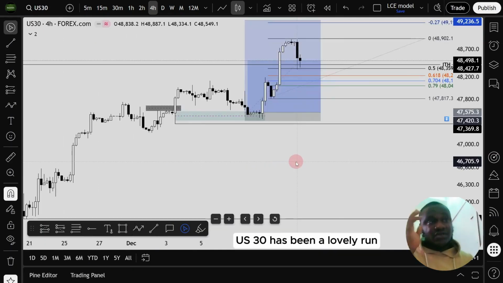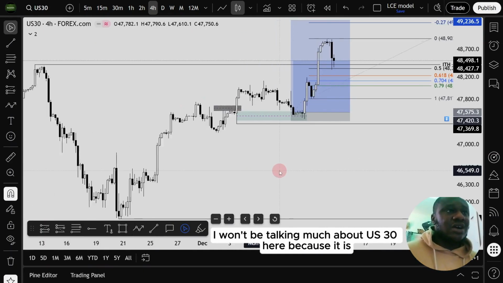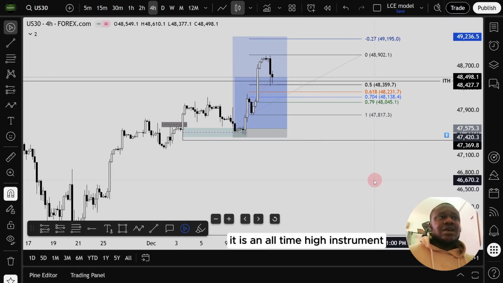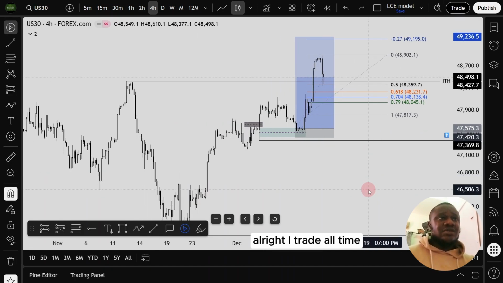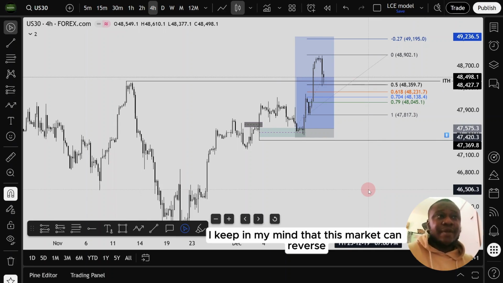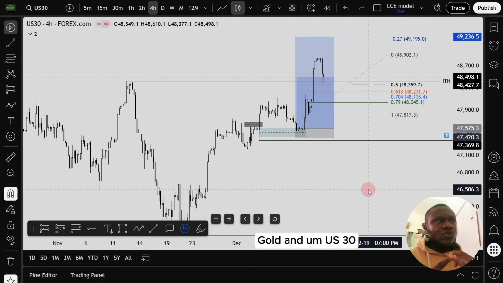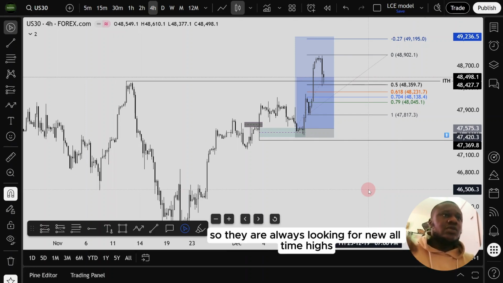On US30 has been a lovely run. I won't be talking much about US30 here because it is an all-time high instrument, right? I trade all-time high instruments differently because I'm always looking for a reason to buy, even in times of deep retracement, right? I may be catching quick sales, but then I keep in my mind that this market can reverse at any time because like BTC, gold, and US30, these are all all-time high instruments, so they are always looking for new all-time highs, reasons to buy.